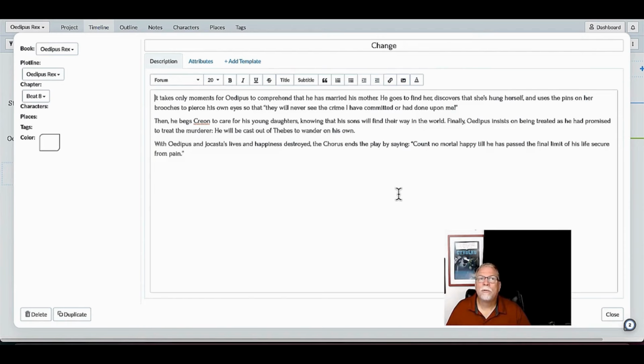Then he begs Creon to care for his young daughters. He knows his sons will find their way in the world and they'll be fine. But he insists on being treated as he had promised to treat the murderer. He will be cast out of Thebes to wander on his own. Now, with Oedipus and Jocasta's lives and happiness destroyed, the chorus ends the play by saying, "Count no mortal happy till he has passed the final limit of his life, secure from pain." In other words, happiness can only be found in death.